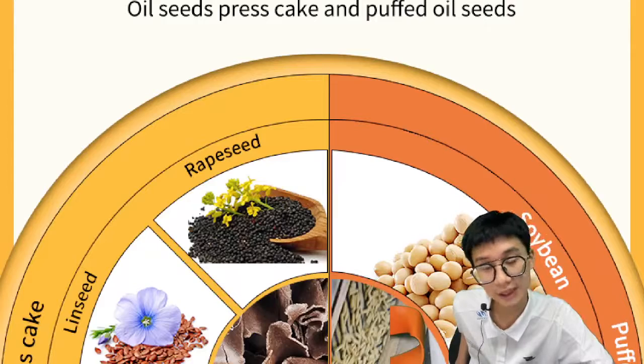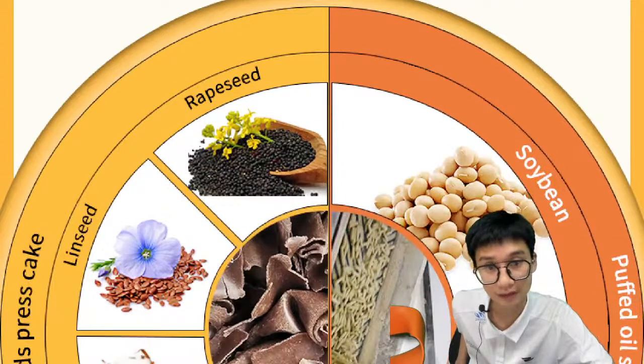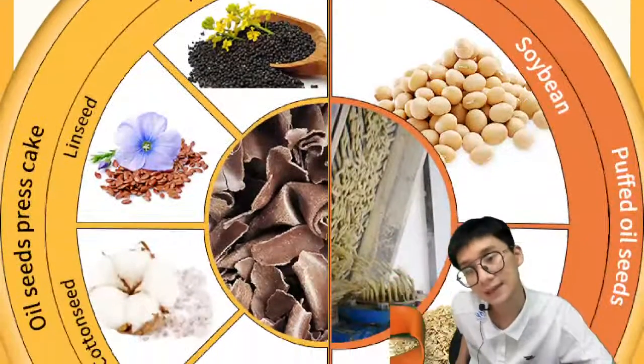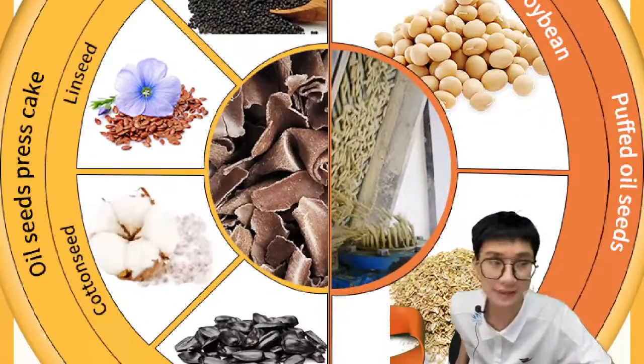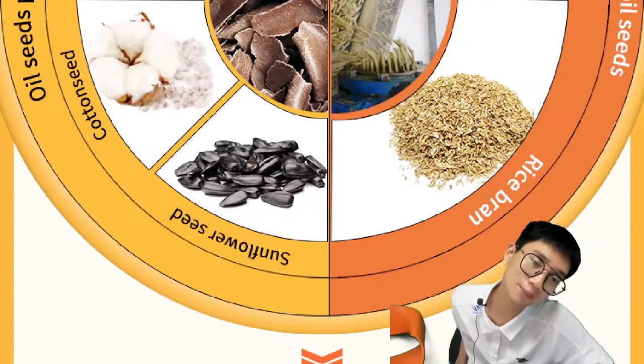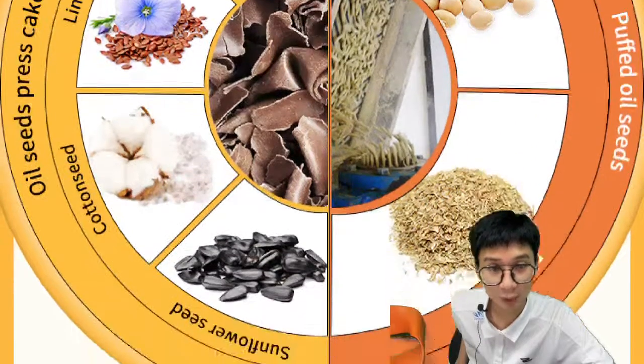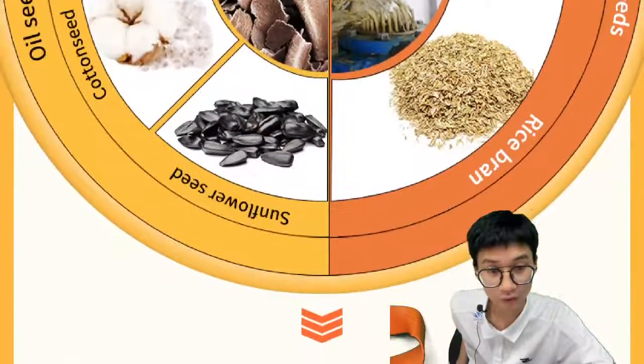And so which kind of oil seeds is suitable for the solvent extraction way? Like the rapeseeds, like the linseed, like the cotton seed, like the soybean seeds, and also for the rice bran and sunflower seeds, you all can use the solvent extraction way to collect the crude oils.